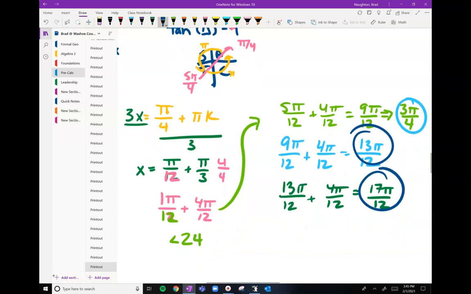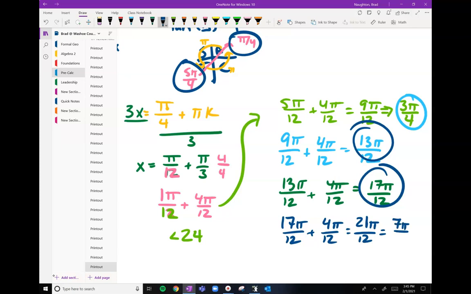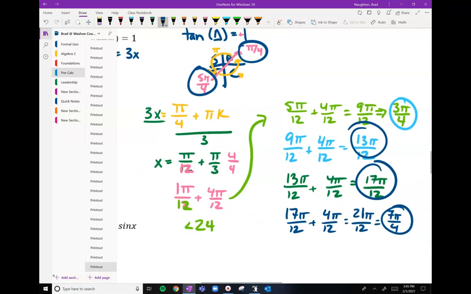Okay, and then we have obviously our 2 answers from right here. We can't forget those. Alrighty, so then we have 17 pi over 12 plus 4 pi over 12, and that's going to be 21 pi over 12, and that can reduce, so that's going to reduce to 7 pi over 4. So that's an answer. And then that's going to be our last one. So if we circle, we have 1, 2, 3, 4, 5, 6. So let's write them in order.